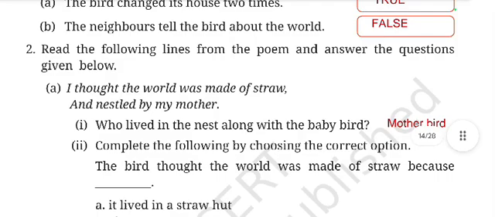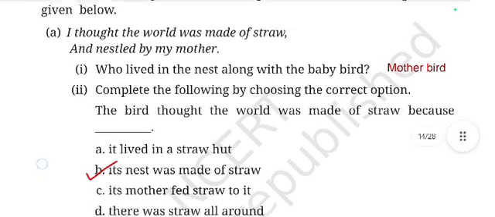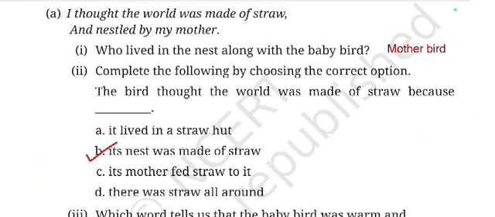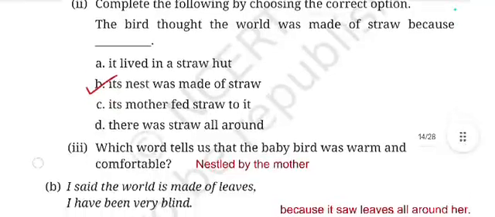2. Read the following lines from the poem and answer the questions given below. A. I thought the world was made of straw and nestled by my mother. 1. Who lived in the nest along with the baby bird? Mother bird. Complete the following by choosing the correct option. The bird thought that the world was made of straw because its nest was made of straw.